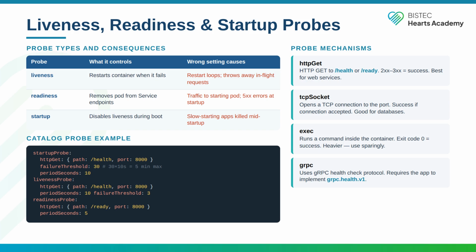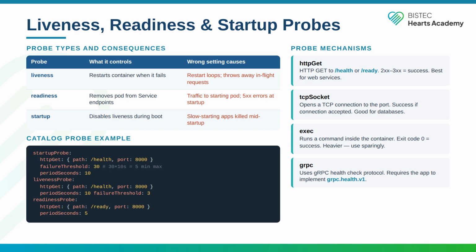The liveness probe should only check whether the process is stuck or deadlocked, not whether it is warm or connected to dependencies. Readiness probe. Kubernetes removes the pod from service endpoints when this fails. Traffic stops going to that pod. If you forget a readiness probe on a slow-starting app, traffic hits the pod while the application is still loading and users see 500 errors. The readiness probe path should verify that the app can actually handle requests.